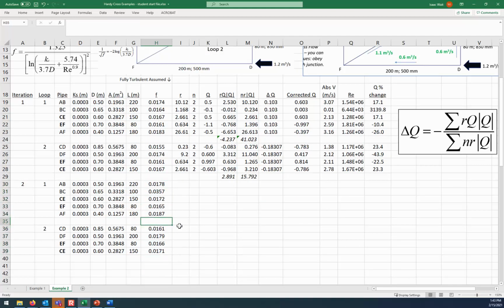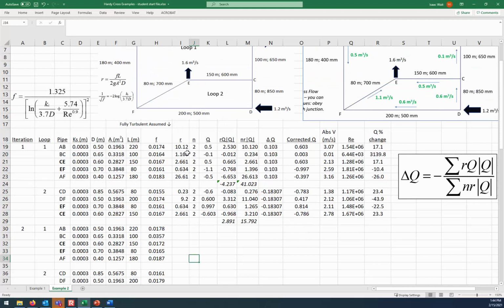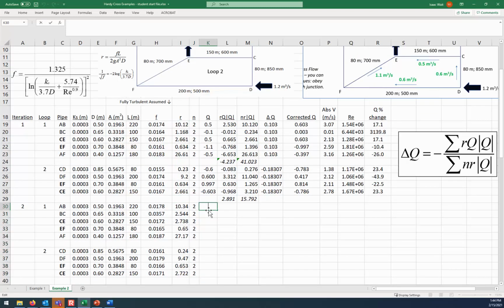We have updated F values that are in kind of the range we're expecting them. BC is a little bit strange, though, because there's so little flow going through pipe BC. That's why we've got this kind of, for now, ridiculous F value. Hopefully, it'll get a little bit less crazy towards the end. All right, so what about R and N values? Well, we can just copy all of this, Control C, and paste it, Control V. So it automatically updates.